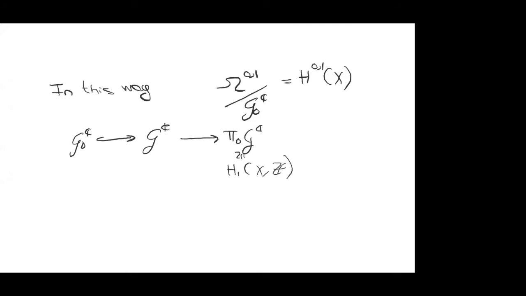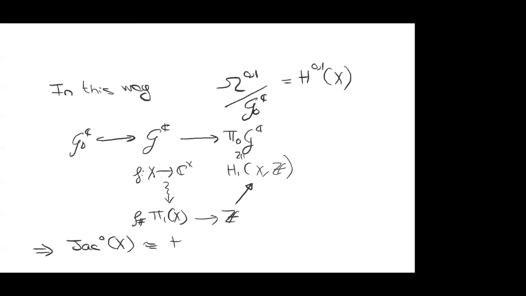And the way this works is the following. So we have a map from X to C star, and this induces a map from the fundamental group of the surface into Z. So its class here induces an isomorphism between the homology and the group of connected components. Okay, so as such, we find that the Jacobian is indeed the quotient, as claimed.